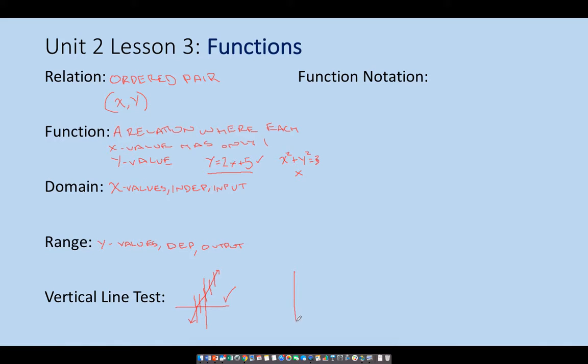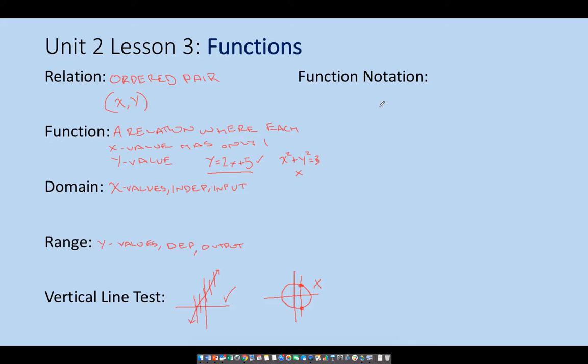As opposed to, say, x squared plus y squared equals 3. Okay, that would give us a circle, the center at the origin. Does this pass the vertical line test? Well, no. Right here and in many other places, although it only has to be one place, the vertical line touches in 2 spots. And so this is not a function. When x equals 1, well, it has more than one y value, and that violates this definition up here, where each x value has only one y value.